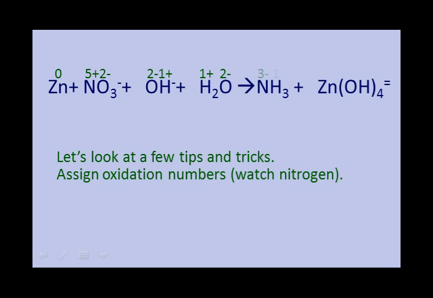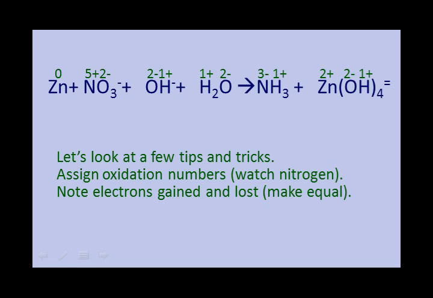Well, this is what I have. Now watch out for that nitrogen, going from a +5 on the left to a -3 on the right. Be careful with that. Okay, we've assigned the oxidation numbers. Now, let's note the electrons gained and lost and make them equal.